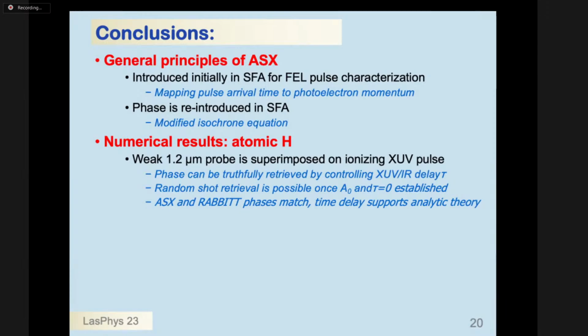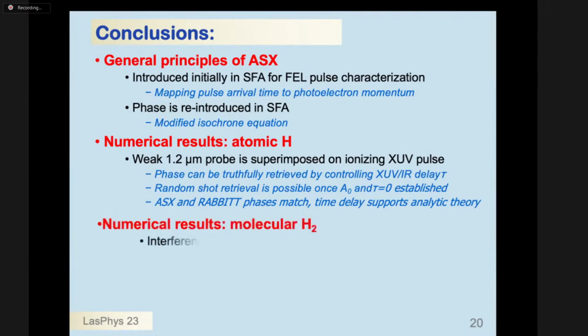This is a very accurate determination. Unfortunately, it cannot be used in the shot-by-shot measurement. Random shot retrieval is also possible once the magnitude of the vector potential and time zero is established. We can establish them from the photoelectron momentum distribution at sufficiently large photoelectron energy where the scattering phase goes to zero. Attosecond streaking phase and RABBIT phases match. Time delay in hydrogen atom supports analytic theory.